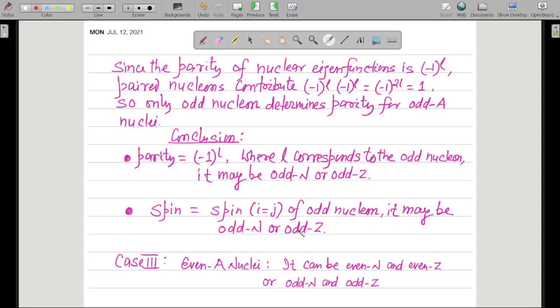It may be either N might be odd or Z might be odd, but the ground state spin of the complete nucleus will depend on which nucleon is odd. If N is odd, then wherever the unpaired neutron goes, that will decide the spin, and if Z is odd, then wherever the unpaired proton goes, that will decide the spin. Okay, and spin will be equal to the value of J, and parity will be equal to minus 1 to the power L. So in this case, case number 2 is covered.